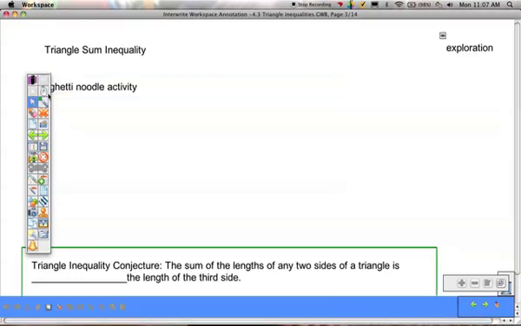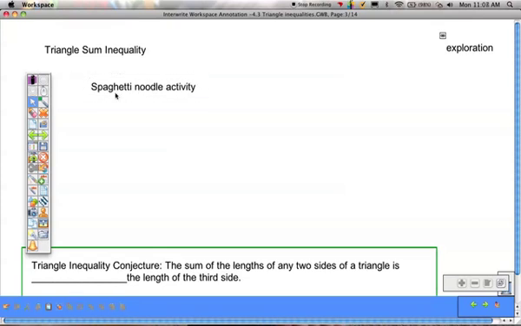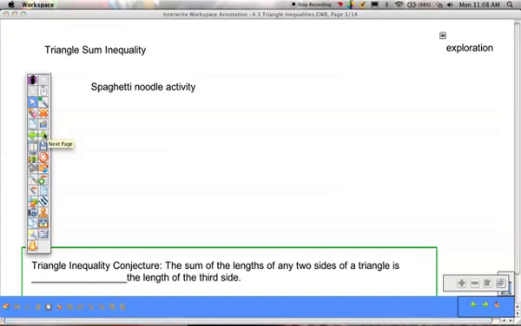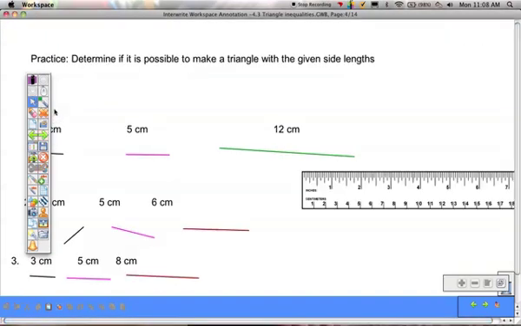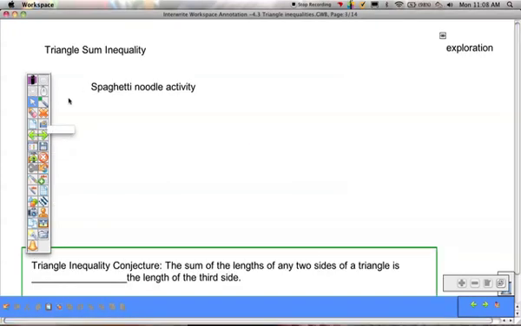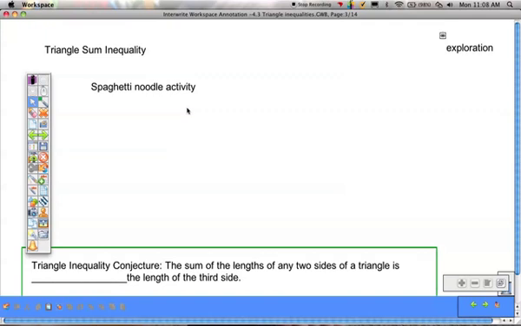All right, so in class we do a spaghetti noodle activity where we look at lengths that can form a triangle and lengths that cannot form a triangle. So it looks something like this. You have different lengths here. So let's say this is like 3 centimeter, 5 centimeter, and 12 centimeter. Can you put those together? Can they form a triangle? And so on. So we'll do that in class. We're going to find sides that work and sides that don't work.